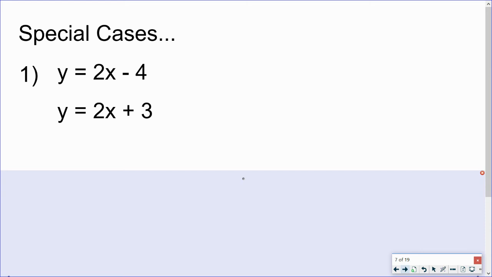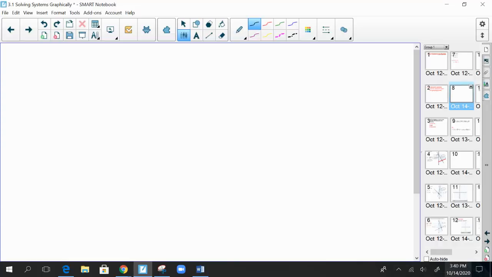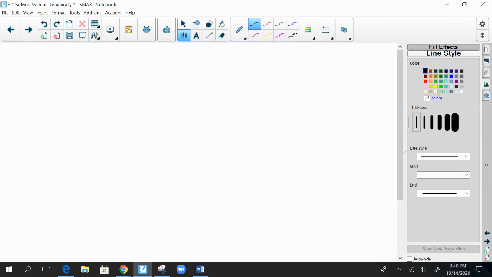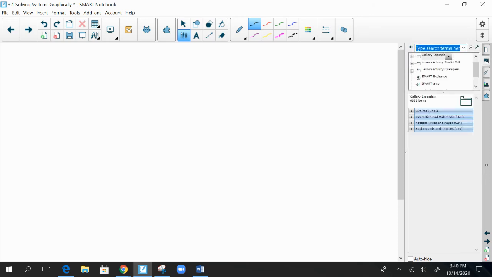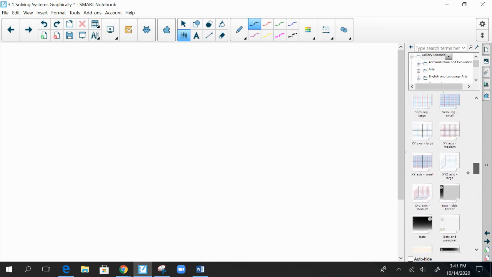Special cases. Well, what happens if I have a case like this? Okay. Well, in this particular case, if I'm going to go graph this, let's try to do that here. So let's see if I can work my magic with this. I need a border, essentials, backgrounds. Where's that? I just saw it. There she be. Let's go with the medium.